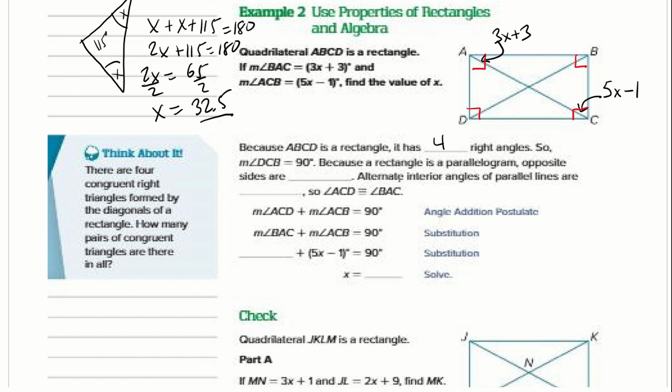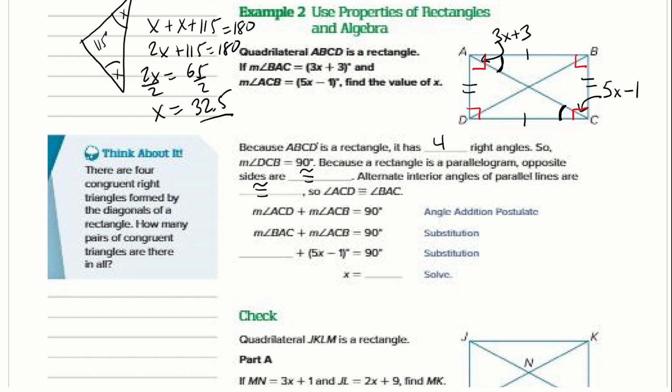We also know that because it's a parallelogram, the opposite sides have to be congruent. So this is congruent to this is congruent to that. So the opposite sides are congruent. Alternate interior angles of parallel lines are congruent. So we know that for when we're doing the alternate interior angles, we know that. So then we know that this angle right here is congruent to this angle right here, right? Alternate interior angles. So alternate interior angles are congruent for parallel lines. All right, and so we can do that.